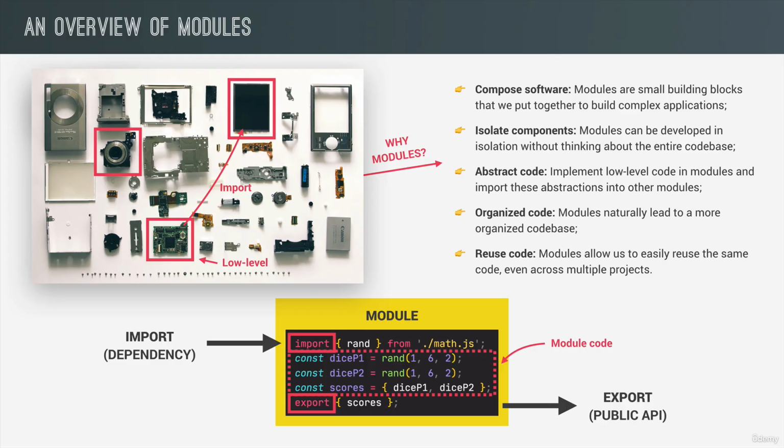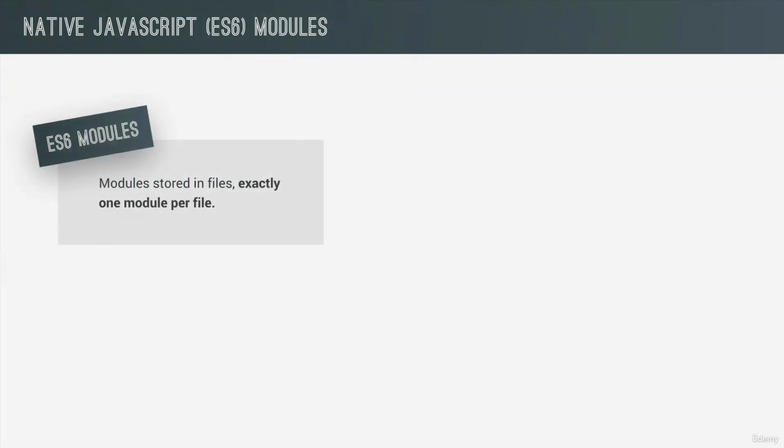Alright, so this is how modules work in software design in general. But now let's take a look at modules specifically in JavaScript. So as of ES6, JavaScript has a native built-in module system. Now, we did have modules before ES6, but we had to implement them ourselves or use external libraries. So, ES6 modules are modules that are actually stored in files. And each file is one module, so there is exactly one module per file.